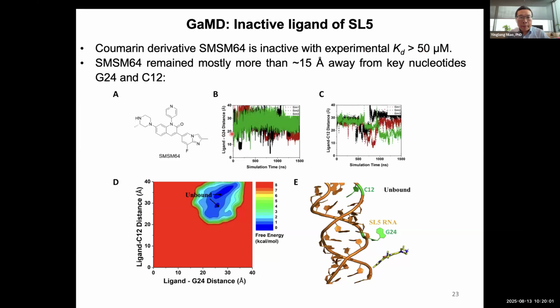Then yeah, with the GaMD simulations, the compound can get to G24 and C12 very briefly, but for most of the time, it's far away by more than 50 angstroms. Similarly, if we also calculate a 2D free energy profile, we find only the unbound state. So this is the confirmation. The compound is pretty far away from the target site.